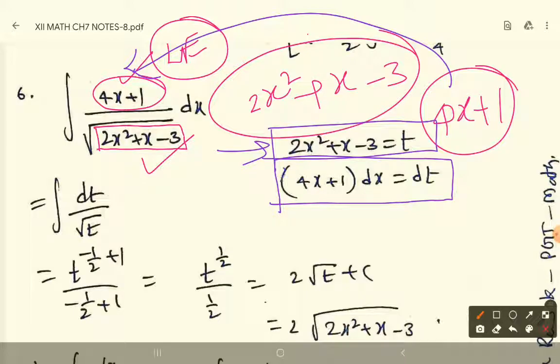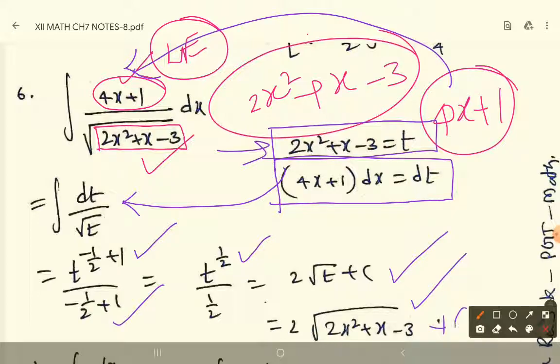So you get dt by root t. The integration of 1 by root t is t power (minus 1 by 2 plus 1) by (minus 1 by 2 plus 1), which is t power 1 by 2 by 1 by 2. It is 2 root t plus c. So 2 root (2x square plus x minus 3) plus c. Okay, hope you are getting it.